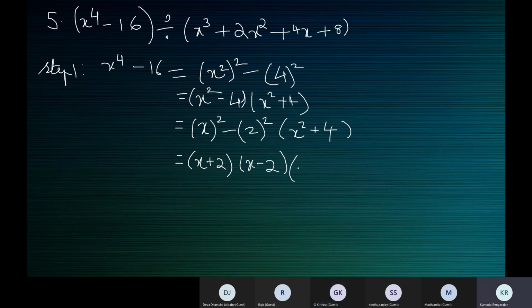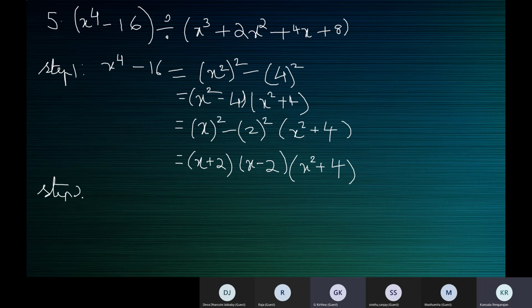And then what will be the third term? What should I write here after x plus 2 into x minus 2? x squared plus 4, ma'am. Whatever is there in the earlier step, what is there? Yes, ma'am. x squared plus 4. All right. Kirtana, the denominator?